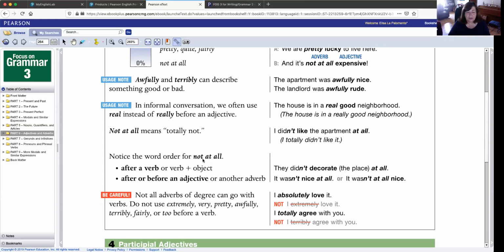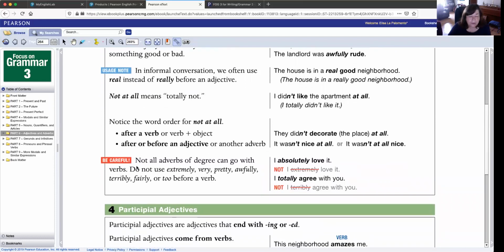This is again using not at all, after or before an adjective or another adverb. Let's look at the example. It wasn't nice at all, okay? So here they're putting at all after the adjective. Or with this one, you can actually say it wasn't at all nice. So here they have it before the adjective. It doesn't matter if you put it before or after the adjective.